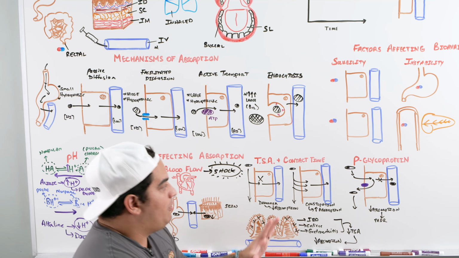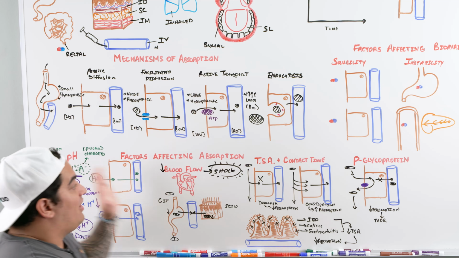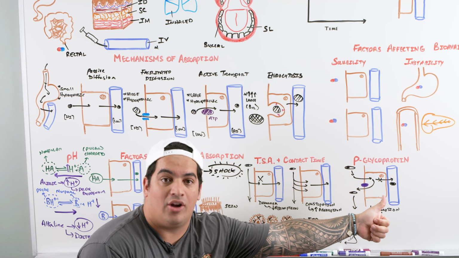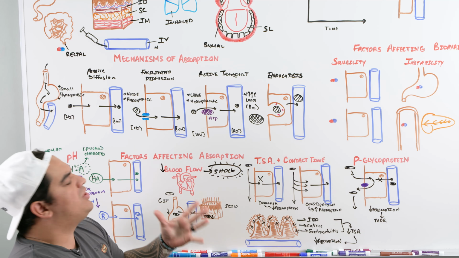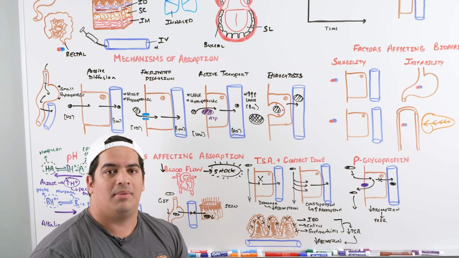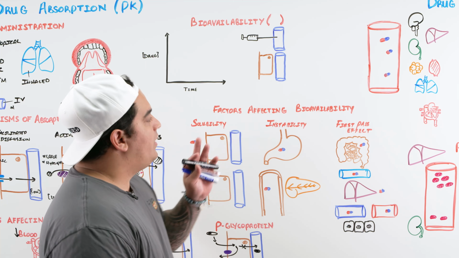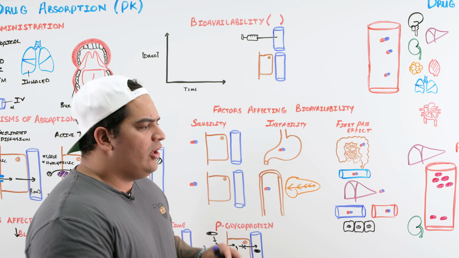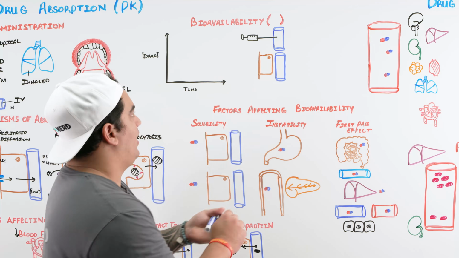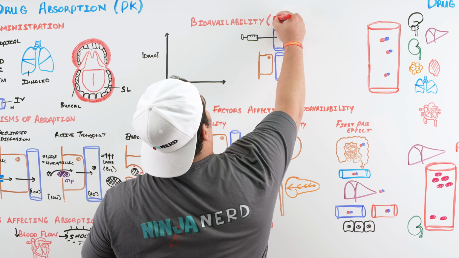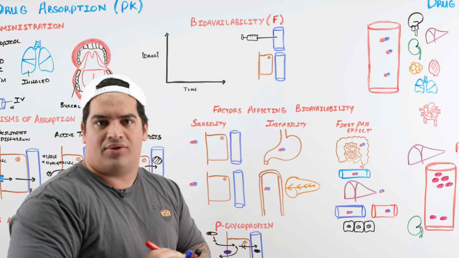All right, so for absorption, we've talked about the mechanisms, we talked about the factors that affect it via pH, blood flow, total surface area, contact time, and P-glycoproteins. Now what I need to do, which is actually probably the most important thing for absorption, is talk about something called bioavailability. All right, so this next really important component here is bioavailability. You can remember this by, well, I kind of already gave you the answer, F. So it's the fraction of drug that actually does enter into the systemic circulation.